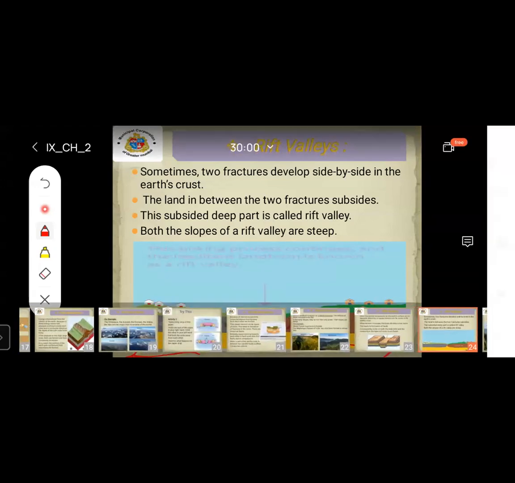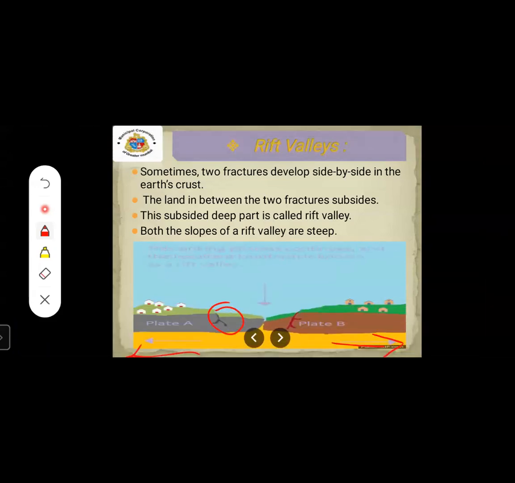Now here you can see it slides down. See, slowly you can see it is sliding down. This movement is known as a Rift Valley. Both sides, plate A and plate BC, the arrows show the movement is towards the opposite direction, and the land is subsiding down because of the fault. You can see there is a fracture over there. This is known as the Rift Valley.